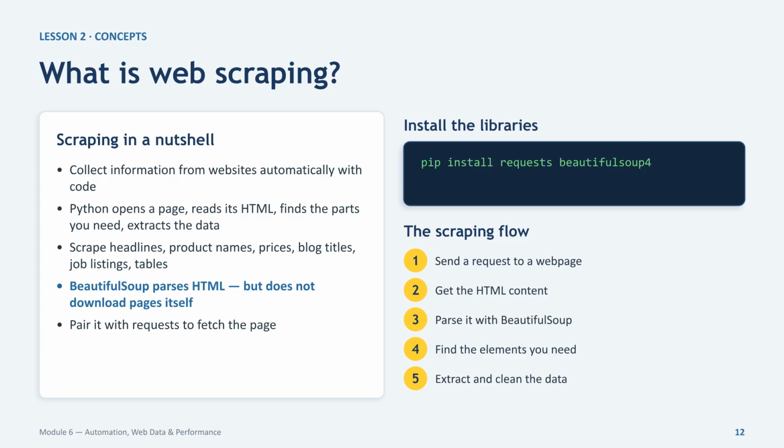Request the page, retrieve the HTML content, parse it with Beautiful Soup, locate the specific elements, and finally extract and clean the data. Remember, Beautiful Soup parses, but it does not download content. You must pair it with requests to fetch the web pages.